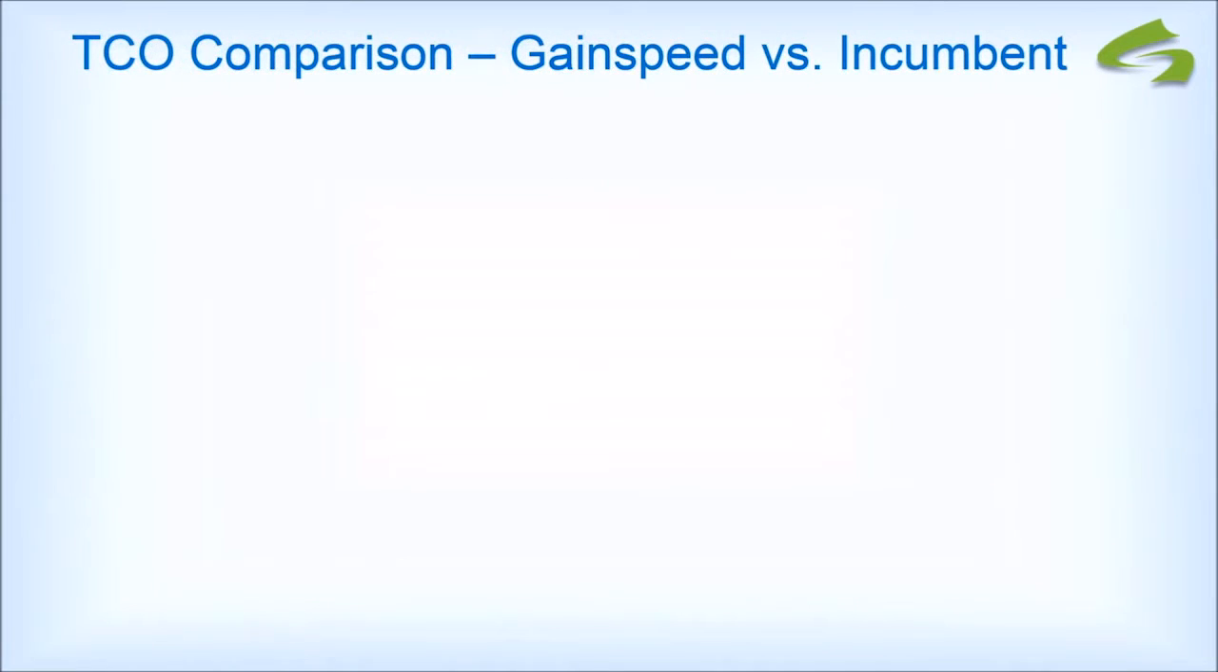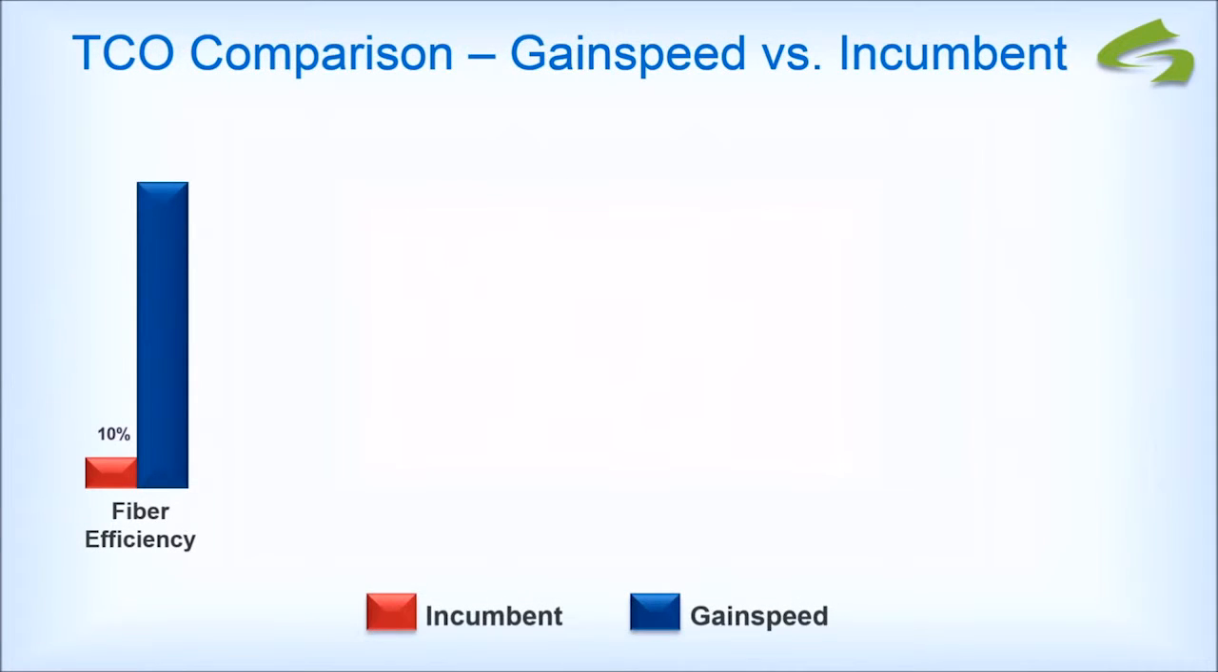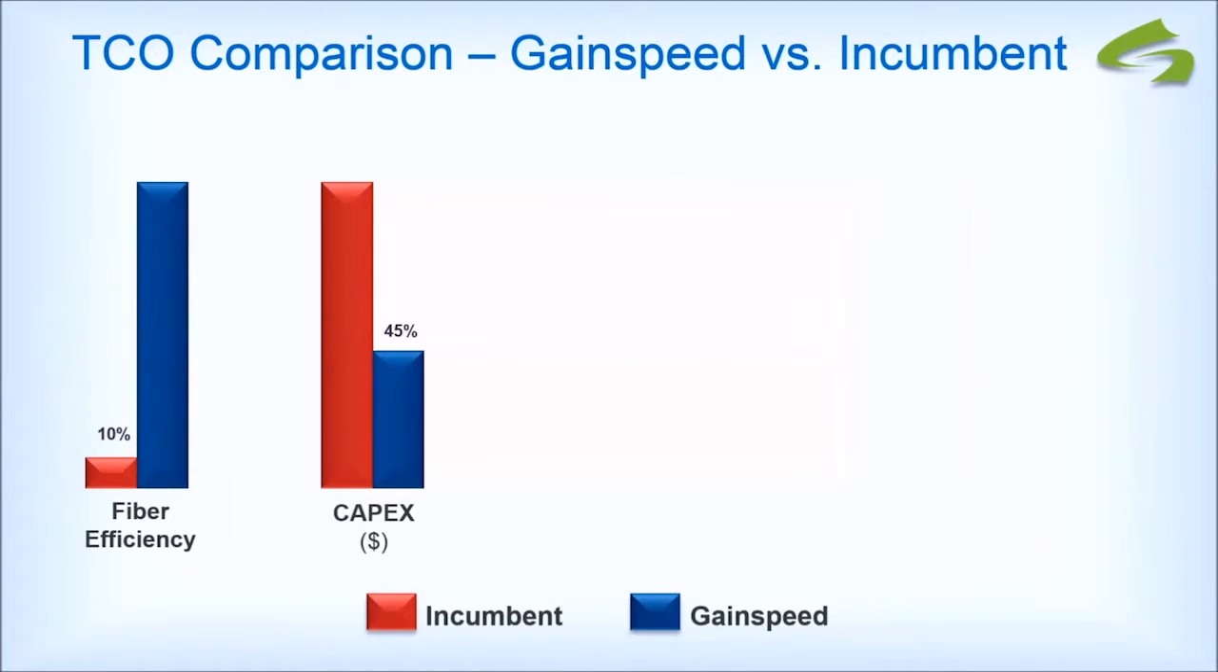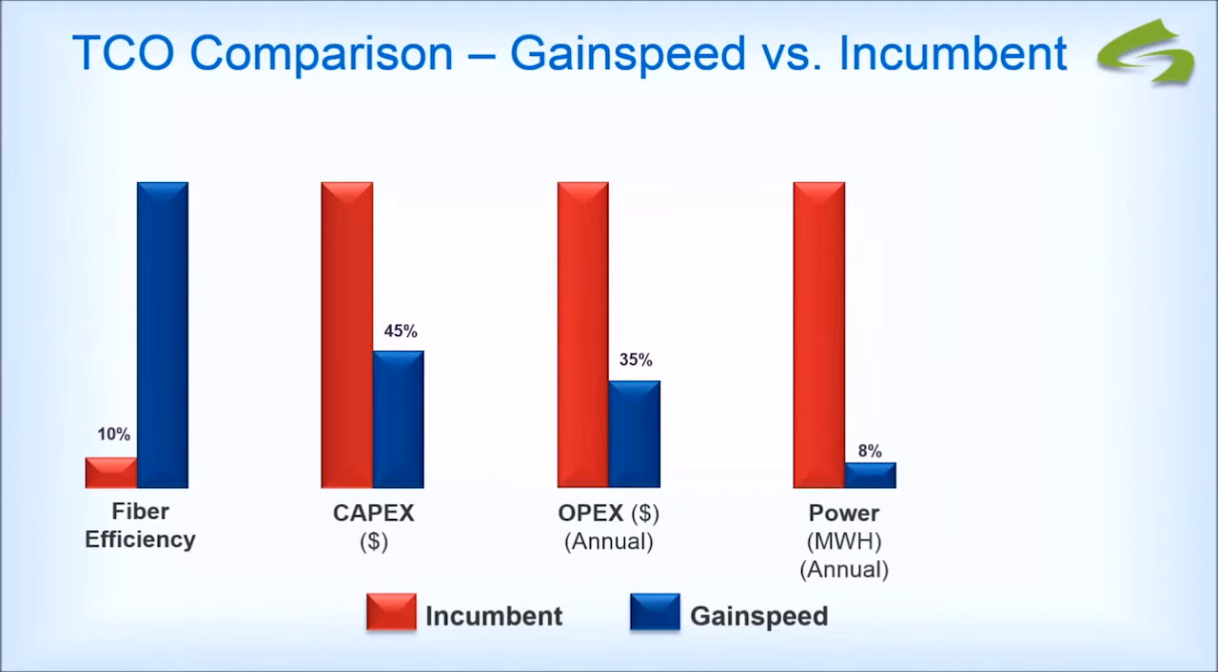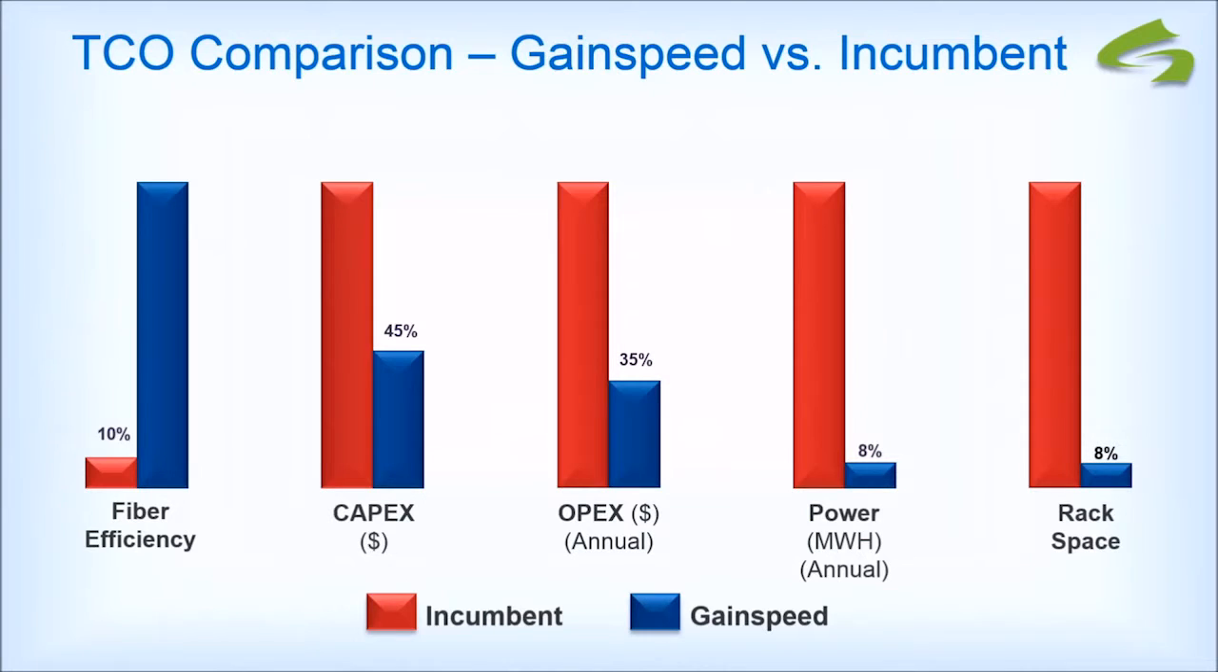So let's quantify some of these numbers. The move to Ethernet transport provides you a 10x improvement in fiber efficiency. And when I take the virtual CCAP system as a whole, it provides a 55% reduction in CapEx, a 65% reduction in OpEx, a 92% reduction in power consumption, and a 92% reduction in space. Now let's take a look at that last stat.